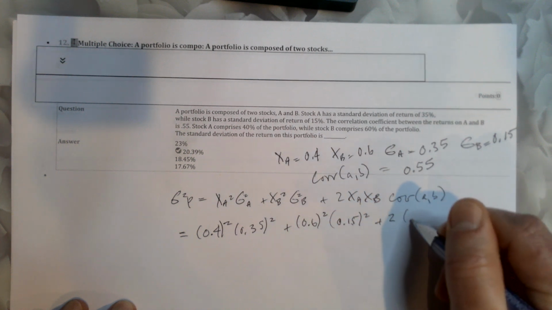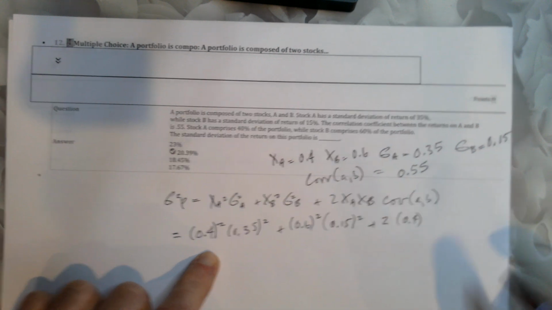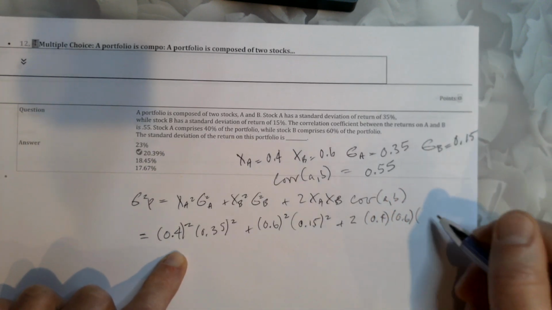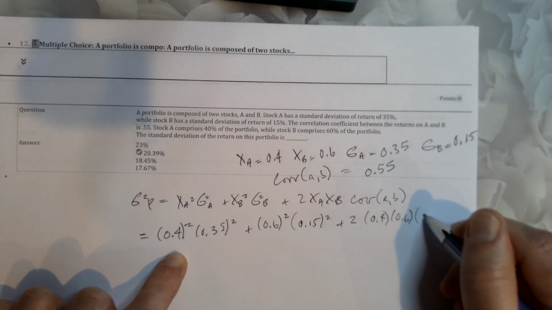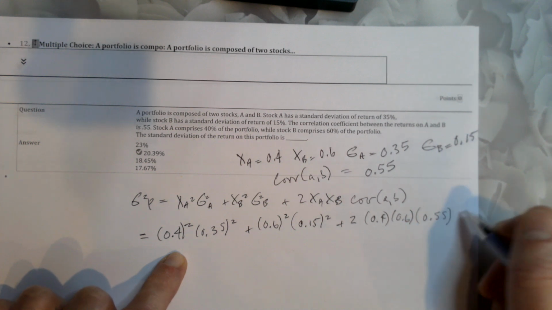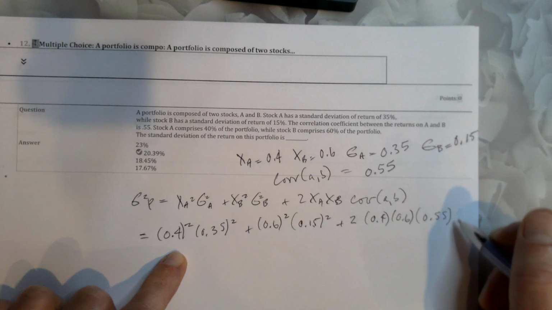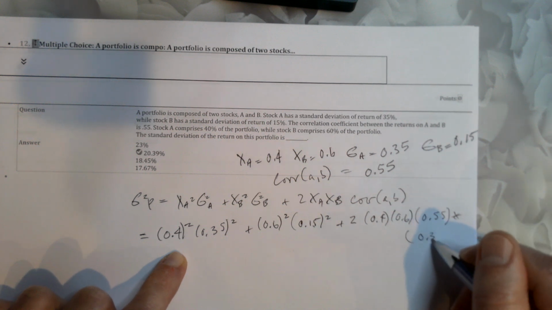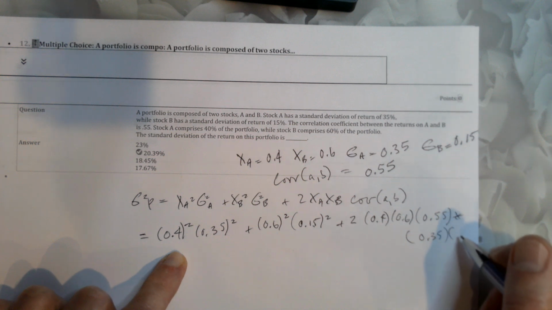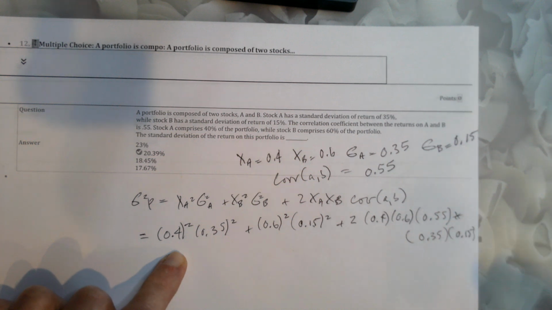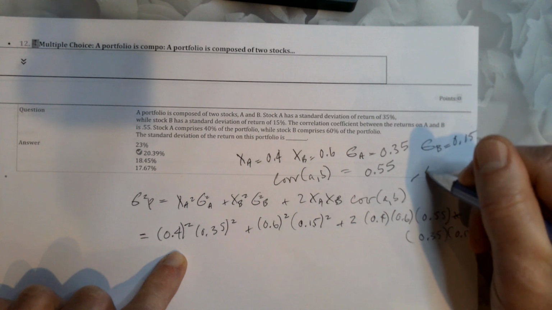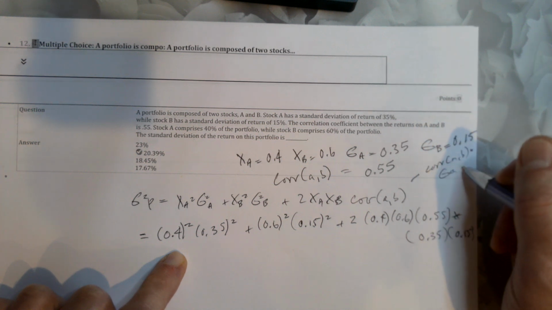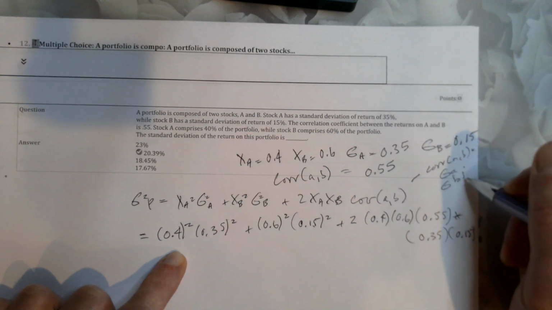Plus 2 times the weight on A times the weight on B times the correlation of A with B, 0.55, times the standard deviation of A. I'm running out of room here. Standard deviation of A, which is 0.35, times the standard deviation of B, which is 0.15. Because remember, this thing is the correlation of A with B times the standard deviation of A times the standard deviation of B.